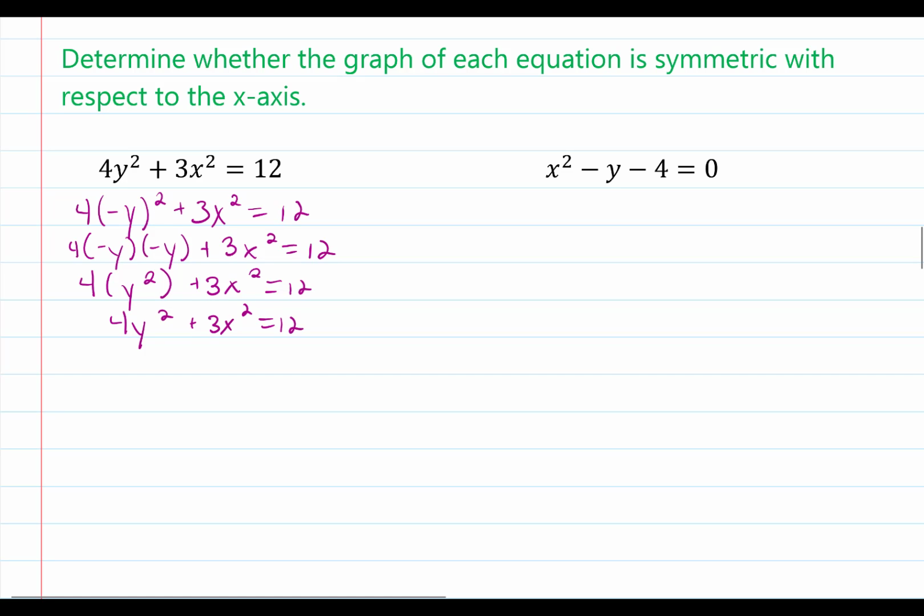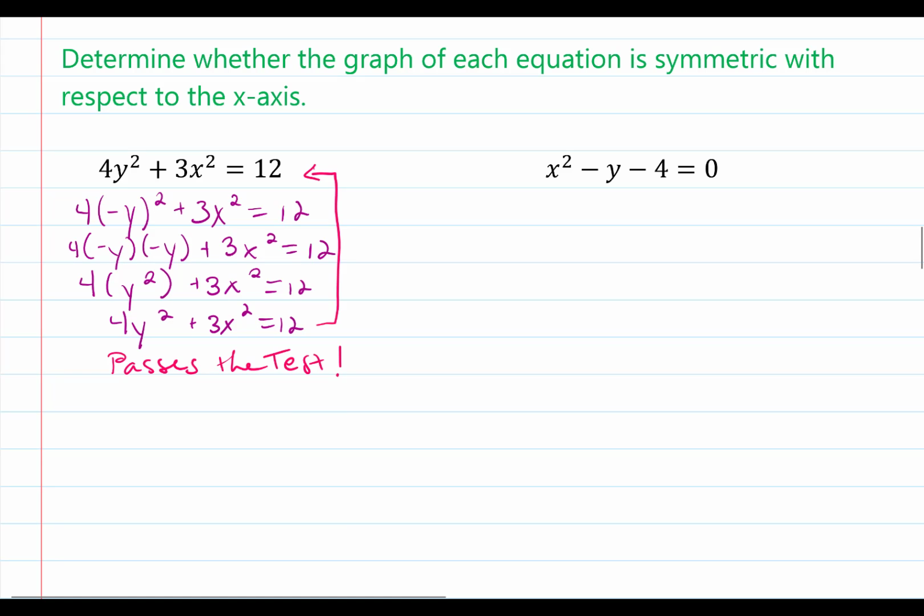And what we notice is that this equation is the same as the original. As a result, this passed the test. This means this equation represents a graph that is symmetric with respect to the x-axis.